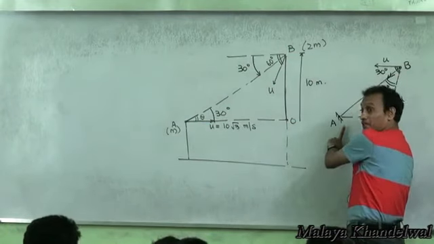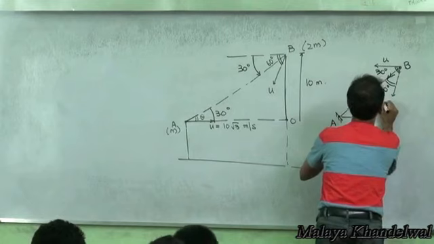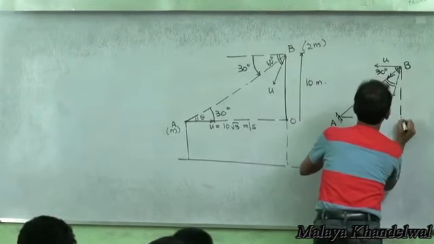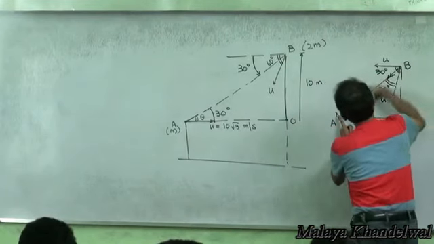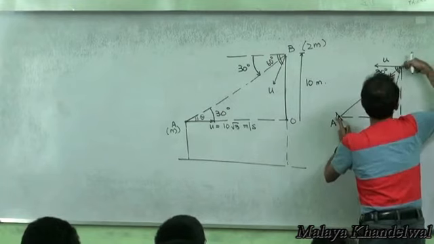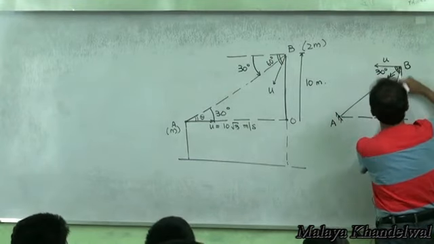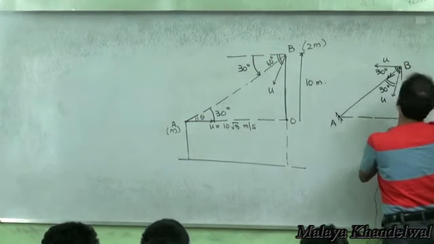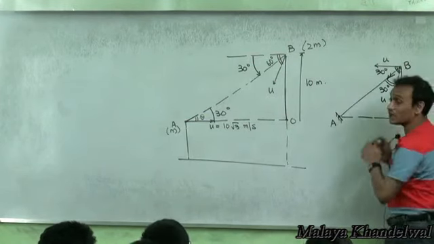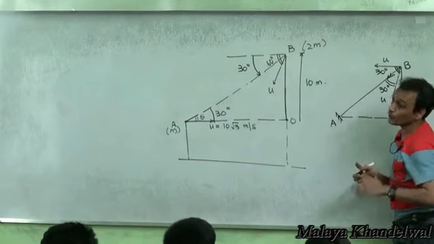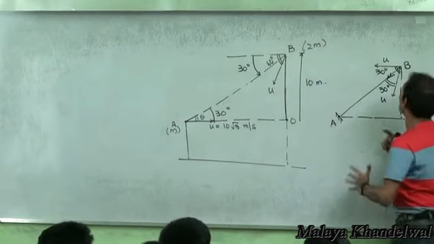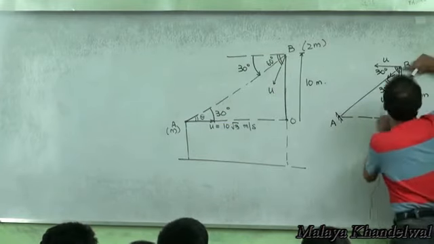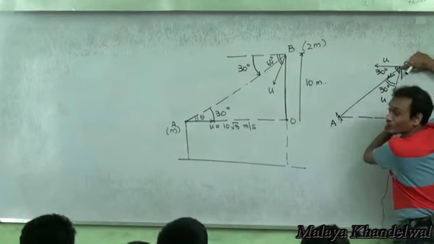In the equivalent situation, by the time B bumps into A, which is the resultant of this u and this u, the vertical displacement of B as seen by A must be 10 meters. The vertical displacement of B as seen by A, where it bumps into A, must be 10 meters. And that's at the behest of the vertical component of the velocity of B.